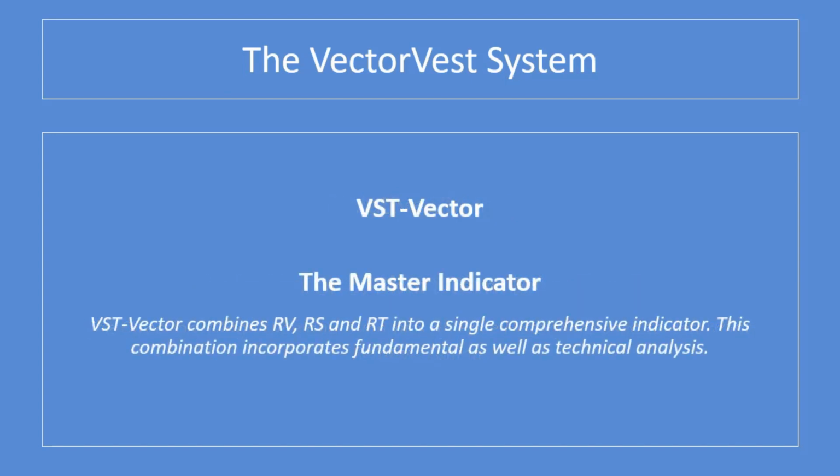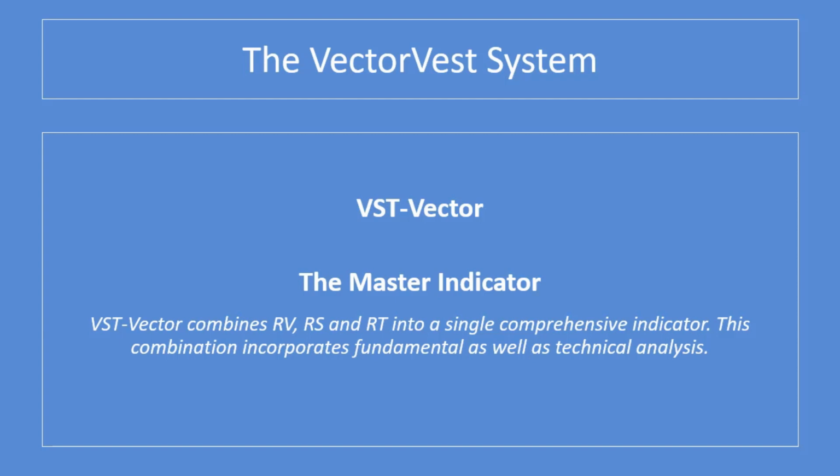And so we bring that analysis together in our VST Vector indicator, our master indicator. VST Vector combines RV, RS, and RT into a single comprehensive indicator. This combination incorporates fundamental and technical analysis all in one indicator. So remember, our VST is our default sort anytime you see a list of stocks in VectorVest.